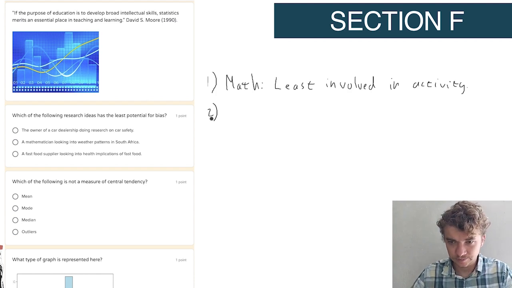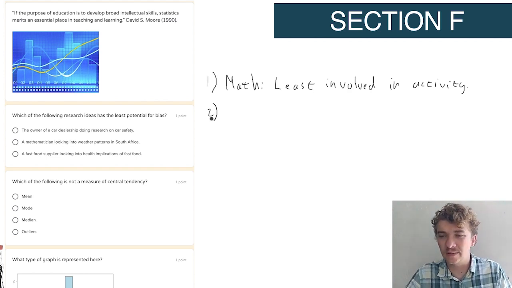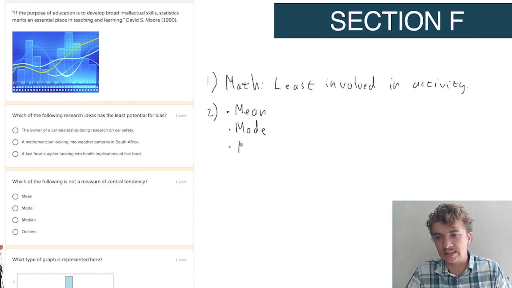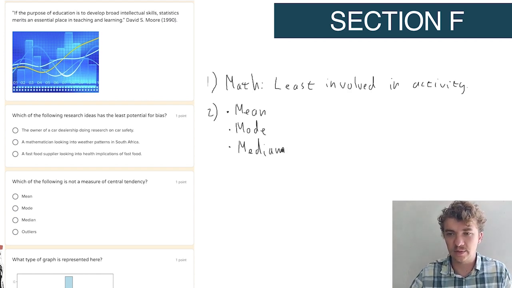Next question. Which of the following is not a measure of central tendency? So what you need to know is there are 3 measures of central tendency. Okay, the one is the mean, the other one is the mode, and the other one is the median. So that's what we're looking for over here: mode, median, and outliers. So outliers are definitely not a measure of central tendency. Next question.